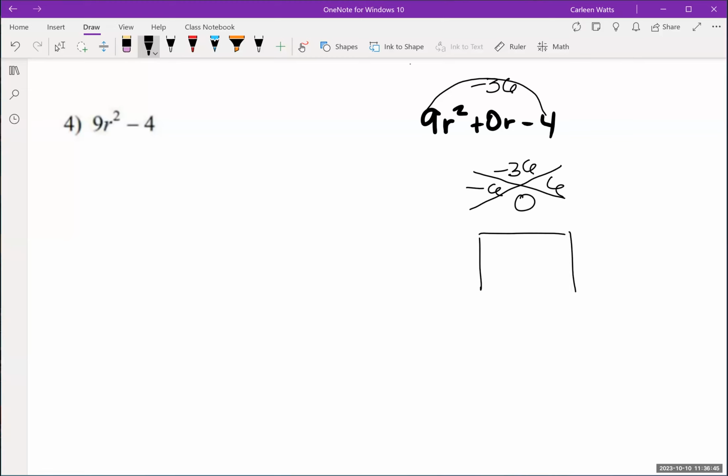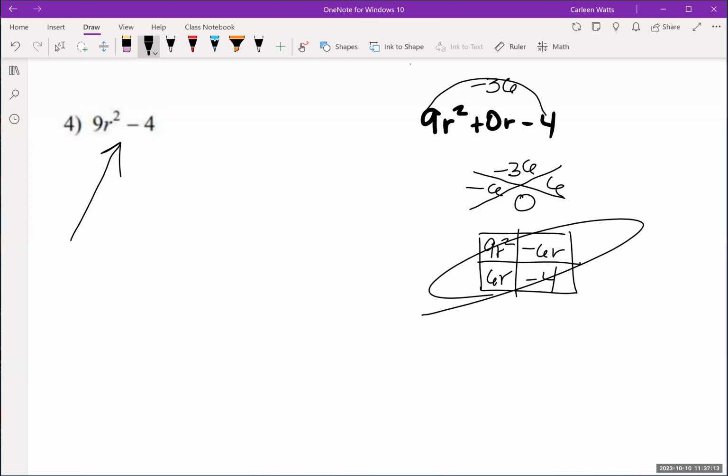So if I were to put it in the box, 9r squared and negative 4. Negative 6r and positive 6r. Can we see that those two, when I add them together, will cancel each other out? And that's why I only have 2 terms. Yeah? This is why this works. This is why I only have 2 terms.